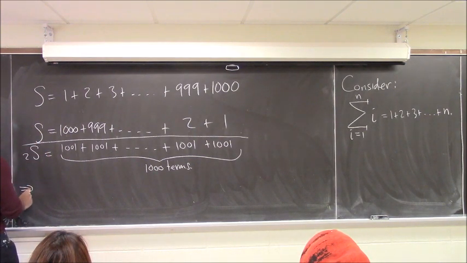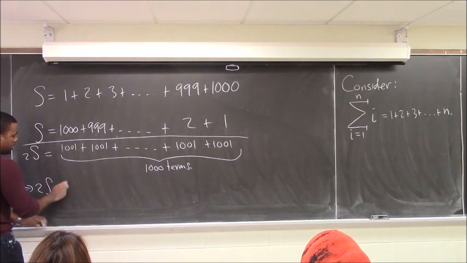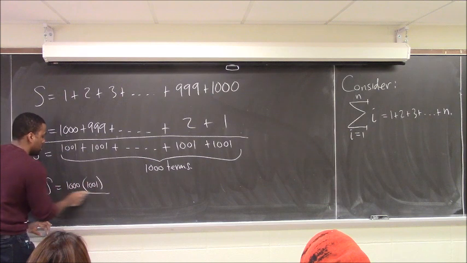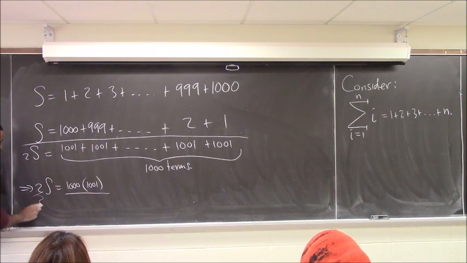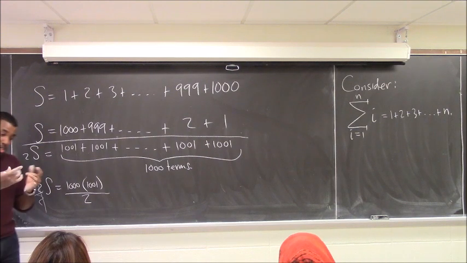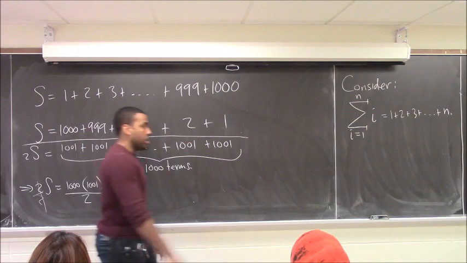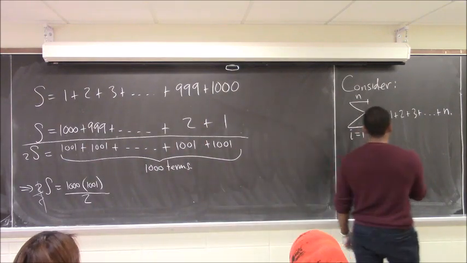And so he figured out that 2S is going to be 1,000 times 1,001, and then divide both sides by 2, and that's going to be the answer. So while everyone was there trying to count on their fingers, he computed this number and gave it to his teacher. And it turns out that this works out in general.